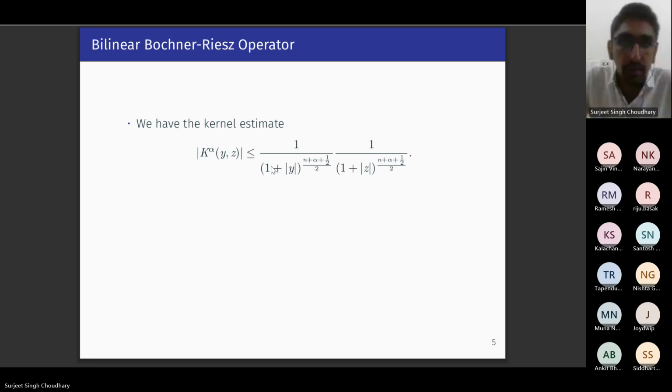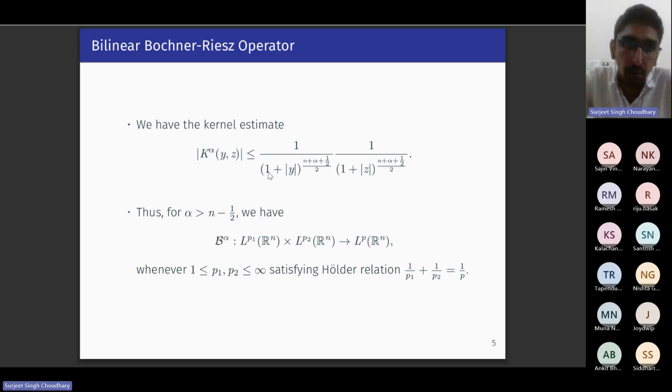So that means when alpha is bigger than n minus half, we can write our bilinear Bochner-Riesz operator as convolution with two integrable kernels, and then using Hölder's inequality, we can get L^p boundedness from L^p1 cross L^p2 to L^p for all p1, p2 bigger than or equal to 1, and p satisfying the Hölder relation.